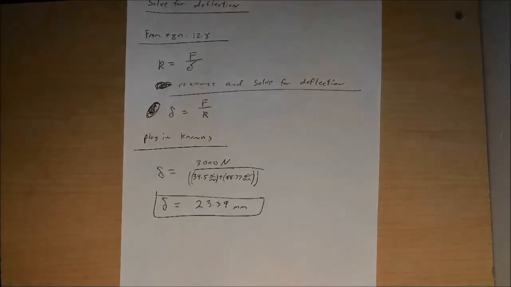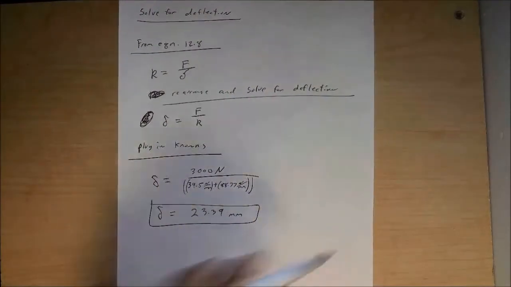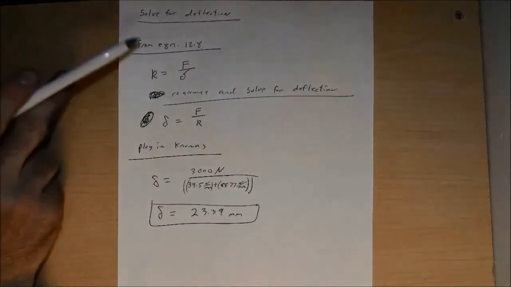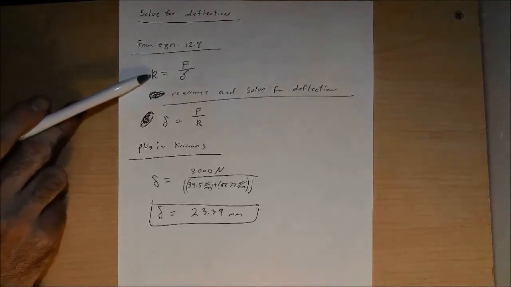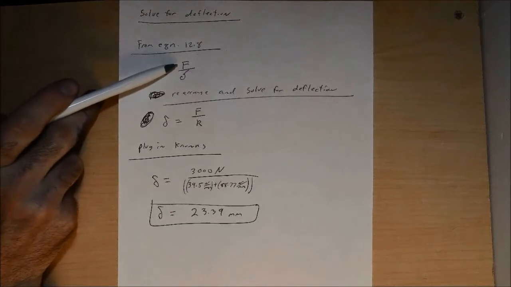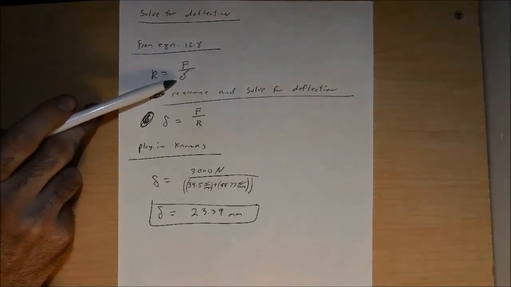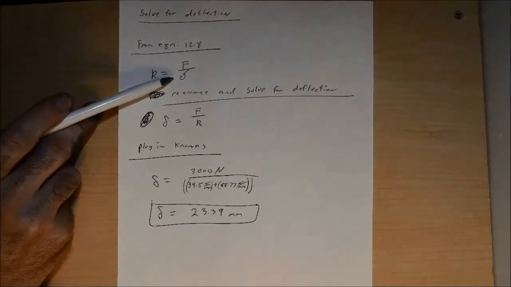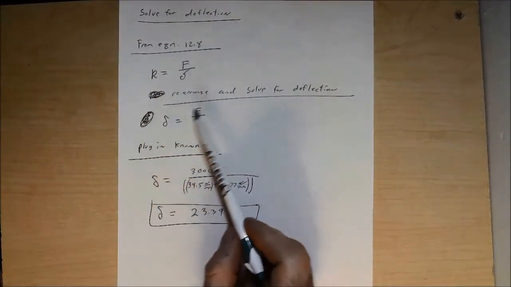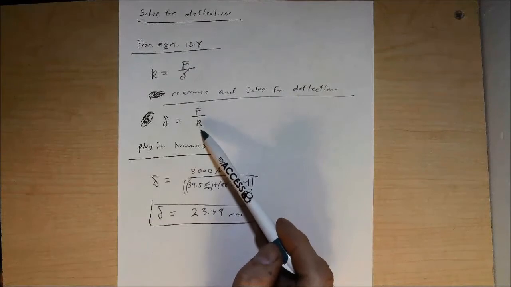So now that we've gone through and solved for our K value, the next thing we want to do in our solution is solve for deflection. So we can still go back to our equation 12.8. We have that K is equal to F over d, where K is our spring constant, F is our static load, and d is our deflection. We want to rearrange this expression now and solve for deflection. We do that and find that deflection is equal to our static load divided by K.